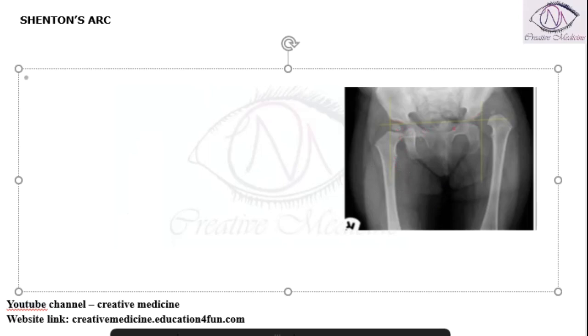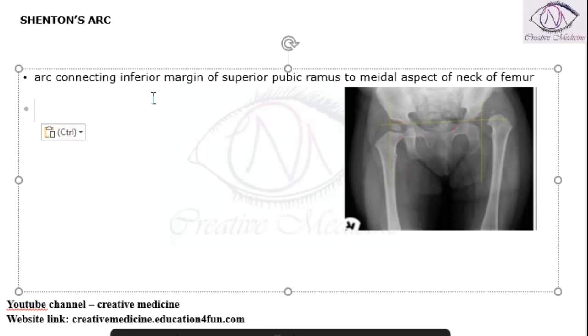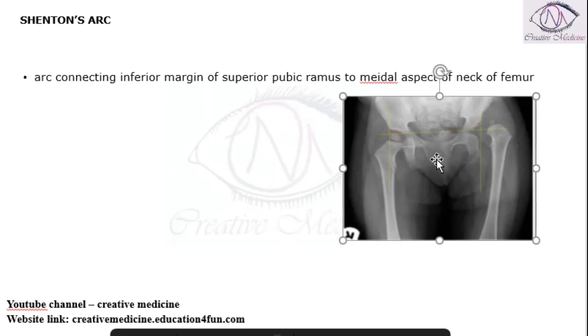Okay. So here this is an arc which is going from the inferior margin of superior pubic ramus. So this is the superior pubic ramus. This is the inferior margin of superior pubic ramus to the medial aspect of the neck of the femur. This is here. So this is Shenton's arc.